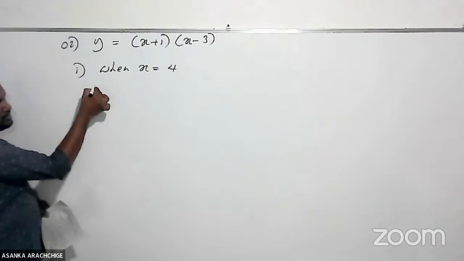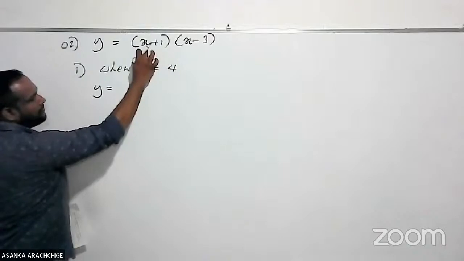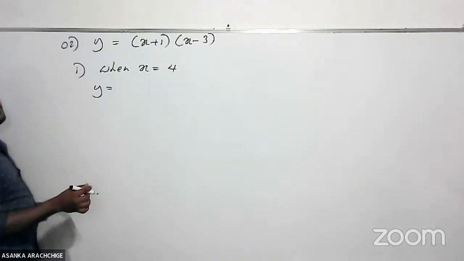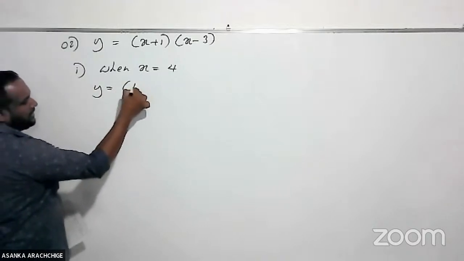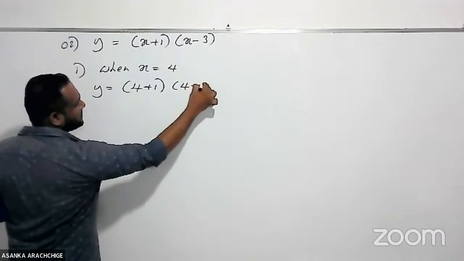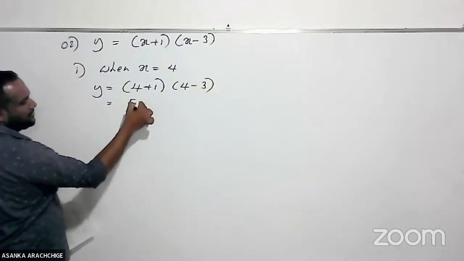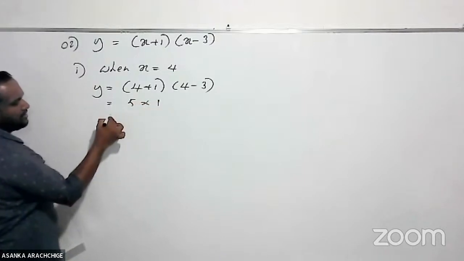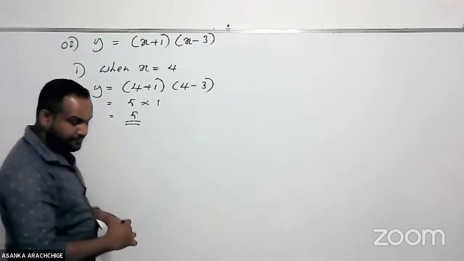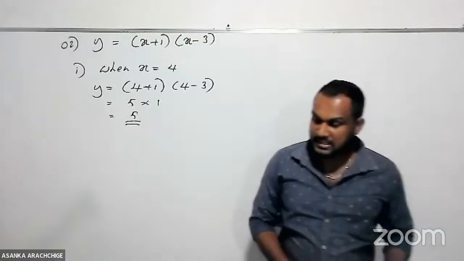Then you have to substitute, put 4 for x everywhere. x වලට 4 දාන්න හැමතැනම. 4 plus 1 times 4 minus 3. 4 plus 1 is 5. 4 minus 3 is 1. 5 times 1 පුතේ that is 5. Answer is 5.